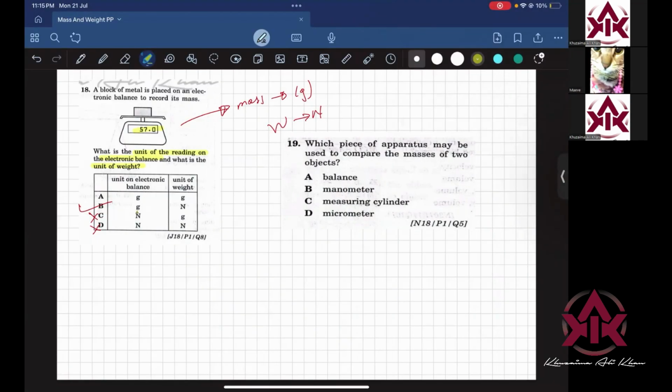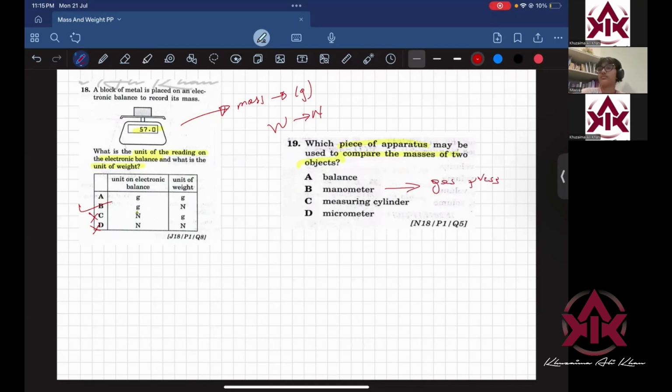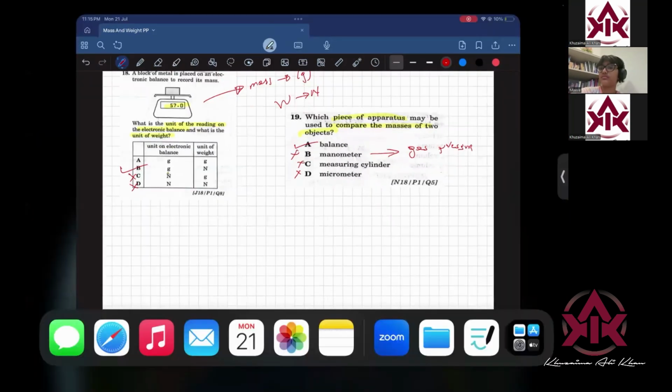Okay, so the question is saying, which piece of apparatus may be used to compare the masses of the two packets? So which instrument do we use in which we place the two objects to compare the masses and get an idea that they are the same, and therefore that is the weight of the mangoes or apples which I want to buy? Which instrument does that? The balance, right? Manometer measures the gas pressure, so that is not your answer. Measuring cylinder measures volume. Micrometer measures length. So the answer is option number A. Right. So let's go on towards the next question.